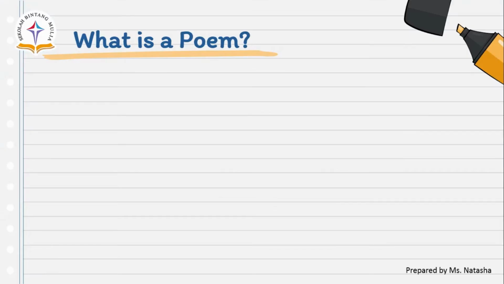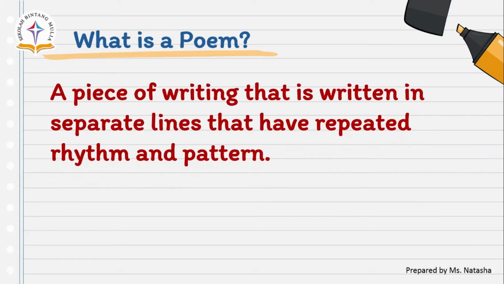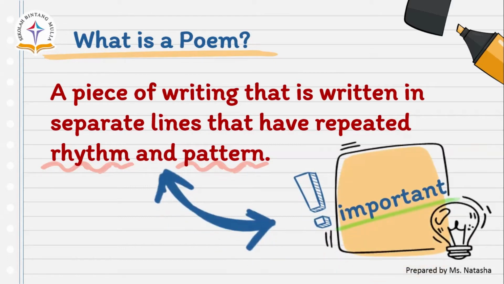First, do you all know what a poem is? Just like the poem Our Kite in your textbook, it is a piece of writing that is written in separate lines that have repeated rhythm and pattern. These two things, rhythm and pattern, are really important to a poem. A poem must have rhythms and patterns.